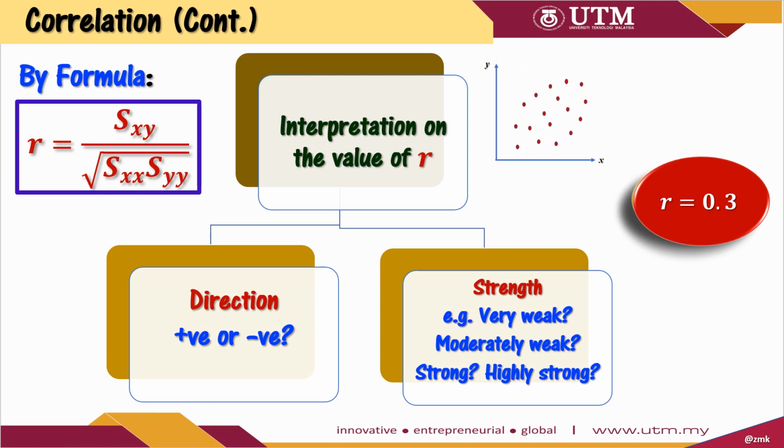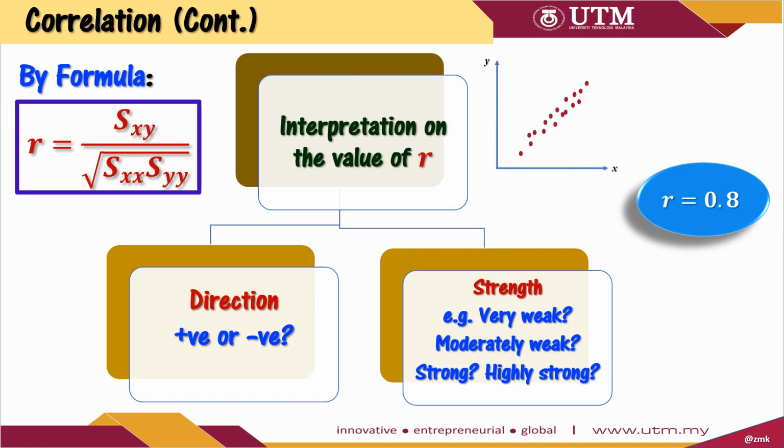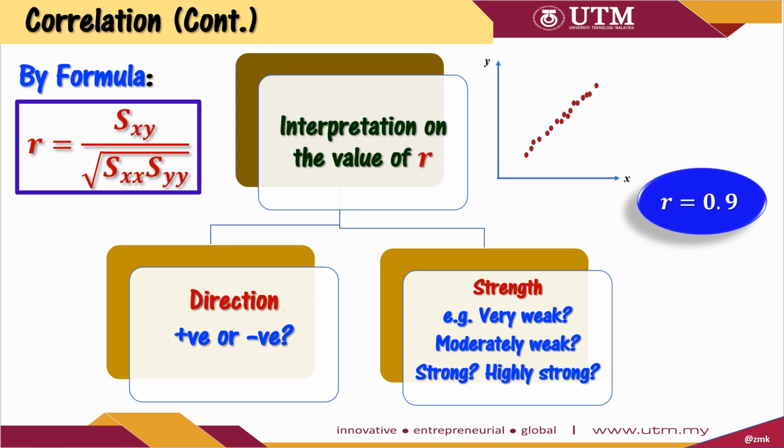Or a moderately weak relationship, such as R equal to 0.6, with still wide scatter on the diagram? Or do you have a strong linear relationship between x and y, such as R equal to 0.8, where the points are narrowly scattered on the scatter plot? Or maybe you have a very strong relationship between x and y, such as R equal to 0.9 or 0.95, with much less scatter amongst the points on the scatter diagram.